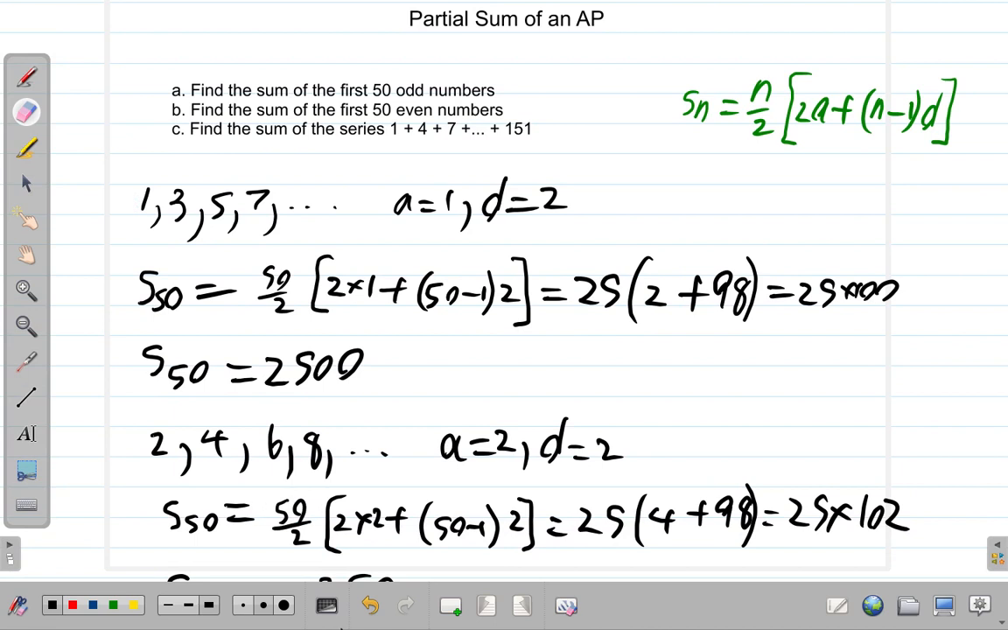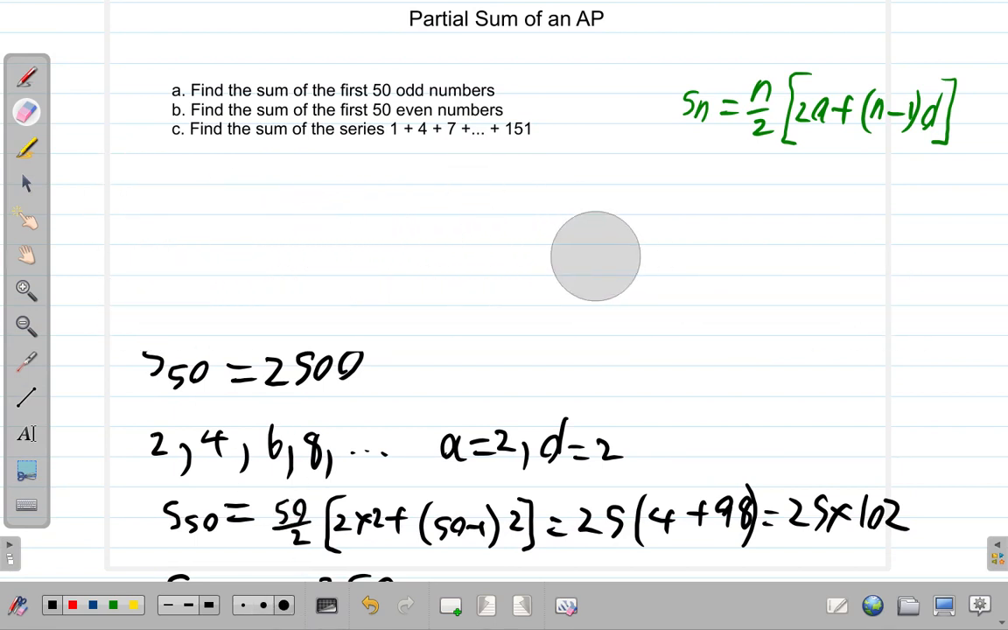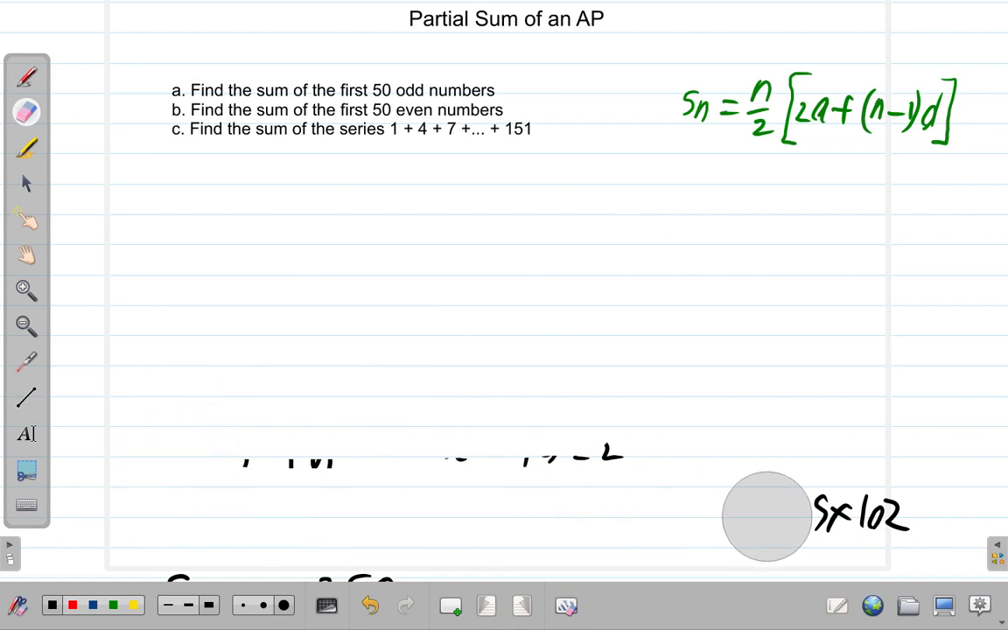What I'd like you to do is pause the video and work out part C. So, go ahead now. Alright, good. You've paused the video and you worked this out.